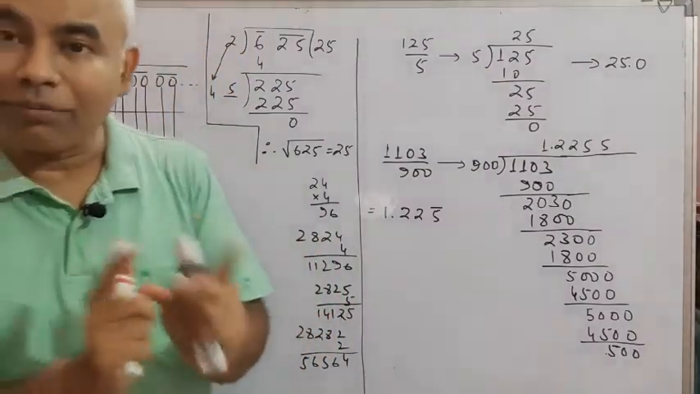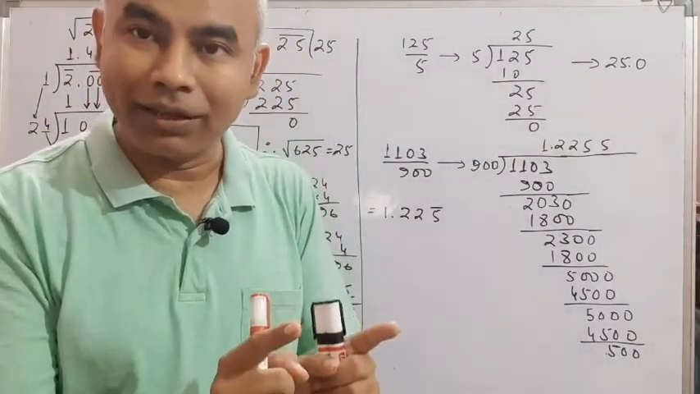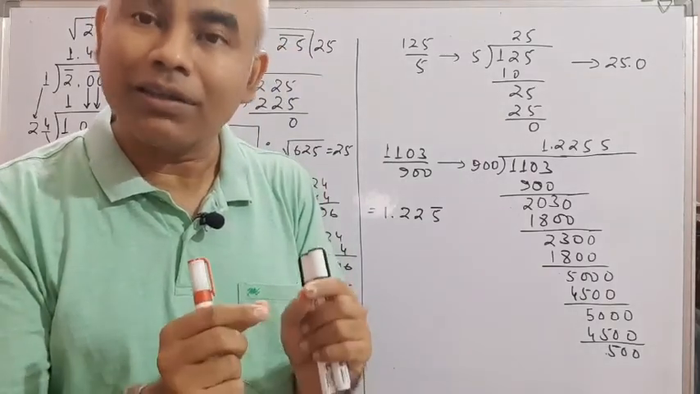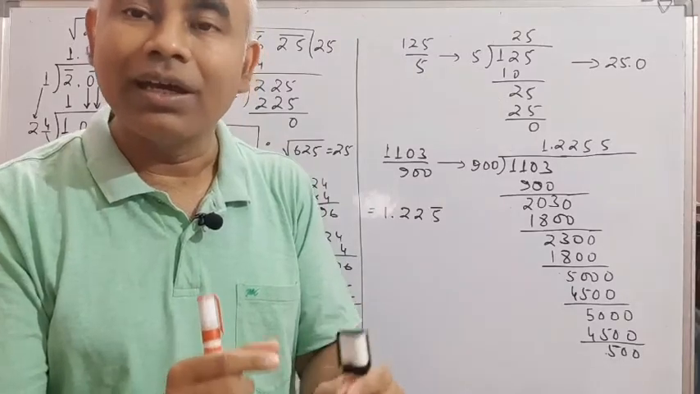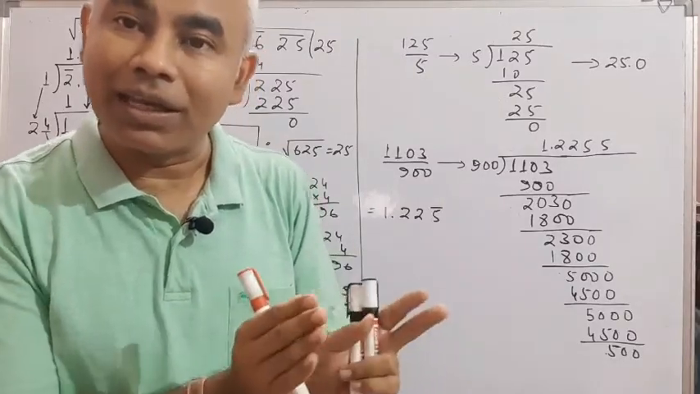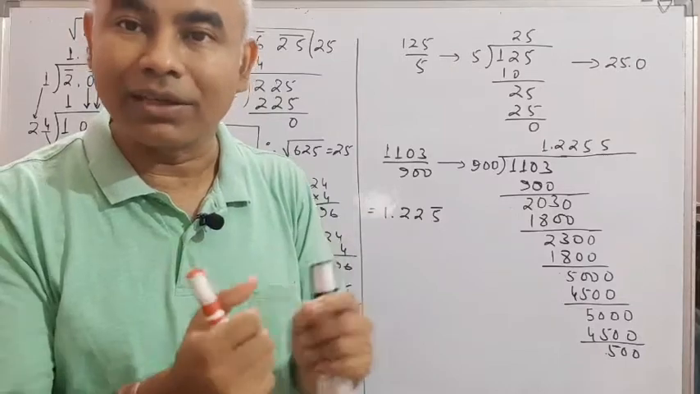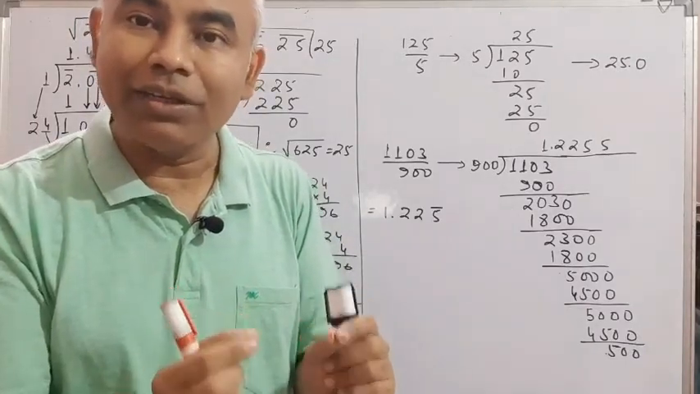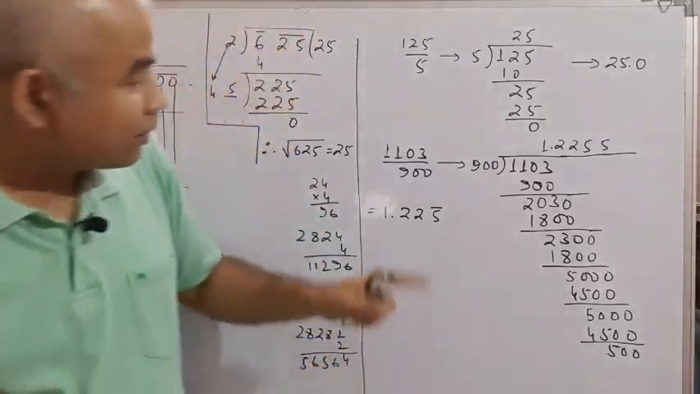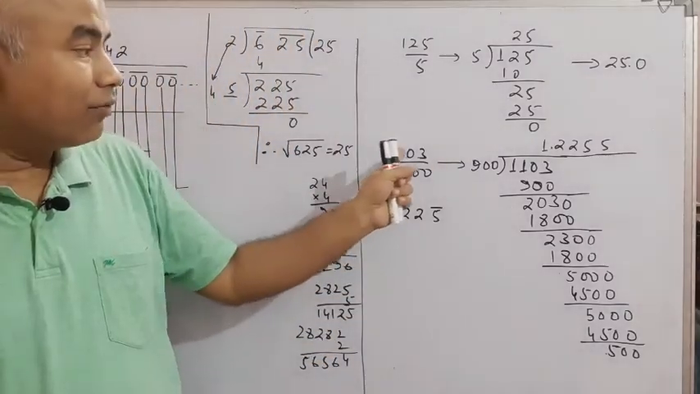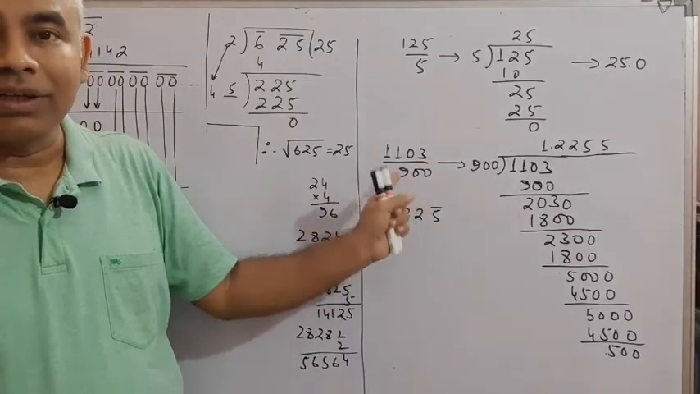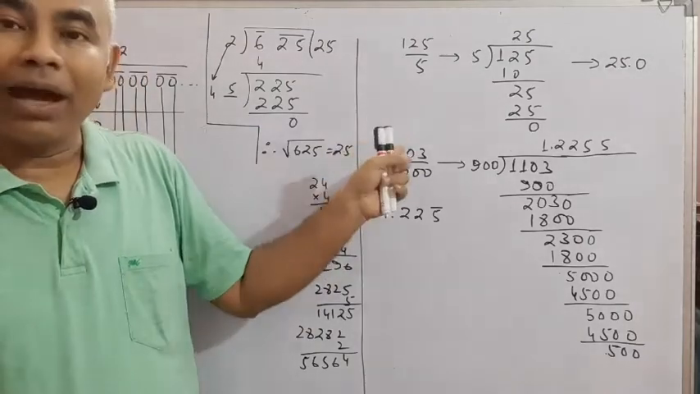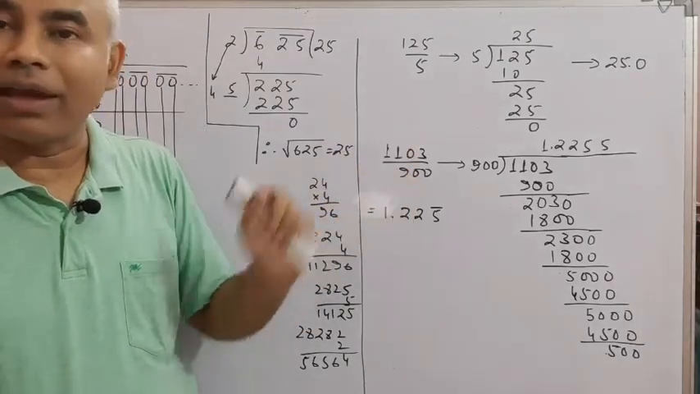Now non-terminating means there is no end, but repeating means a digit or digits, more than one digit, repeat in the decimal place. How you will get it, and when it will happen: non-terminating but repeating. So here I have taken an example, 1103 by 900. This fraction I have to convert to decimal form, or suppose I have to divide 1103 by 900.